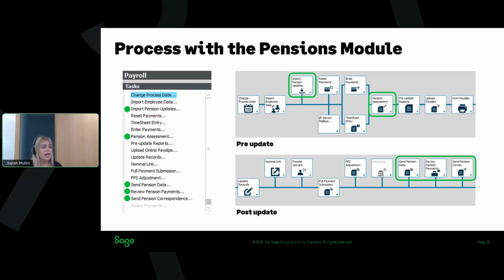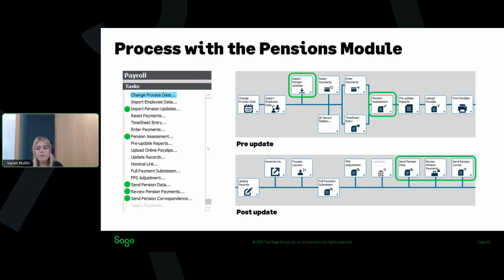So that'll either create the file that you need to upload or send it directly to the provider using the pension data exchange. You can review pension payments, so run a report to see what your pension contributions are going to be. That one's especially handy if you do run multiple schemes. And then finally, you would deal with any pension correspondence. So you'd be generating and sending any new letters required by legislation.